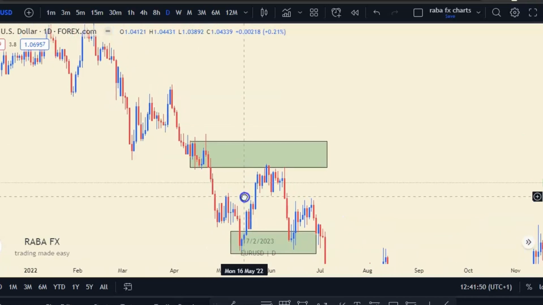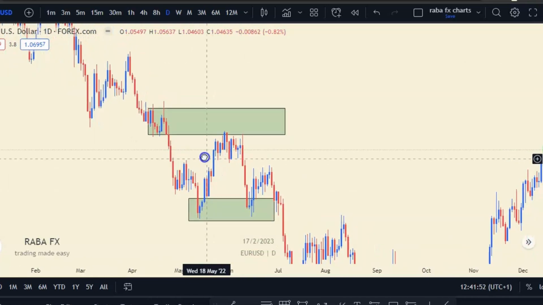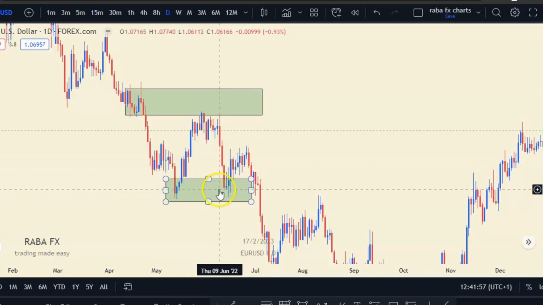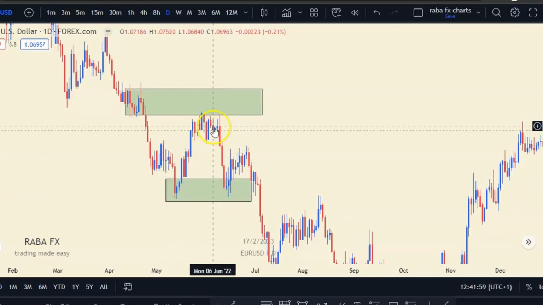Even though the market is strong bearish, you can still look for a scalp opportunity in here to push price, because price will react from the area of demand and supply.